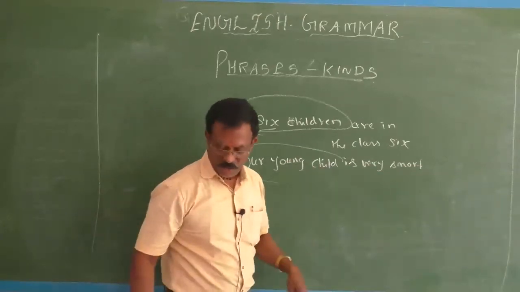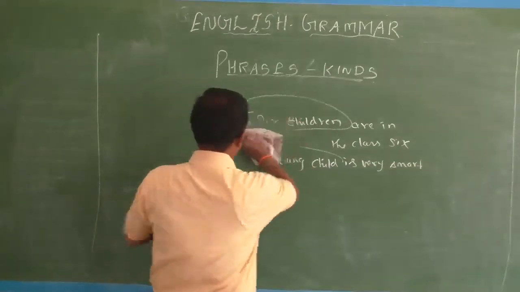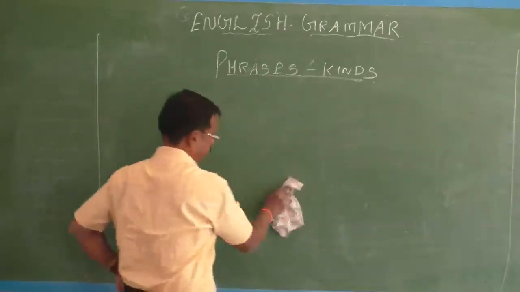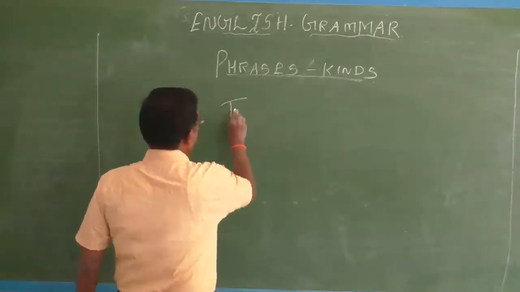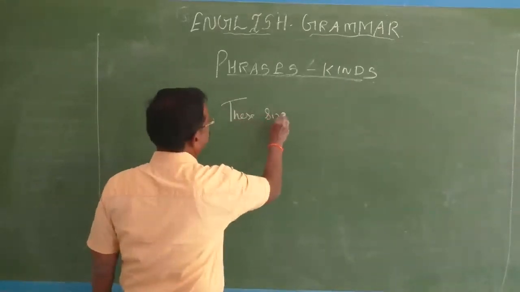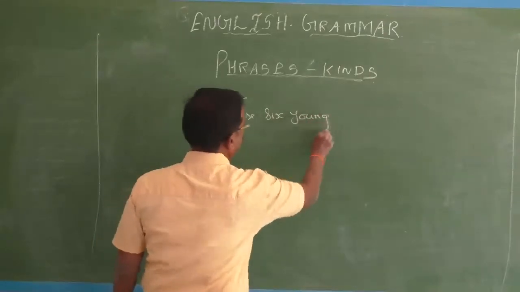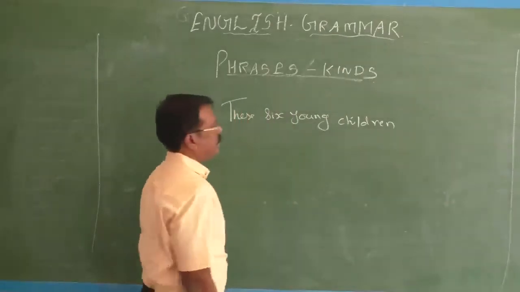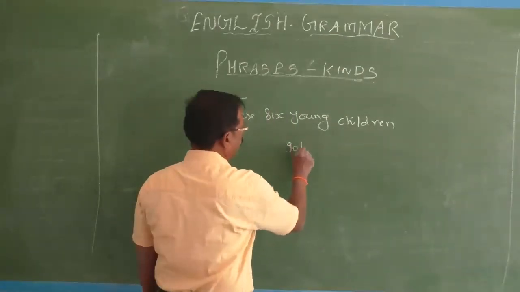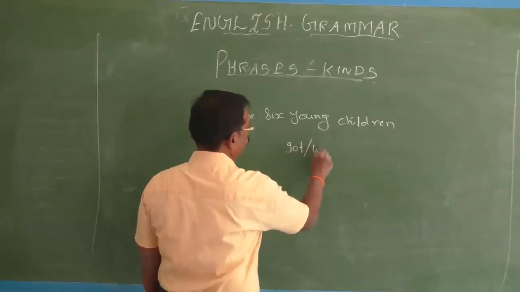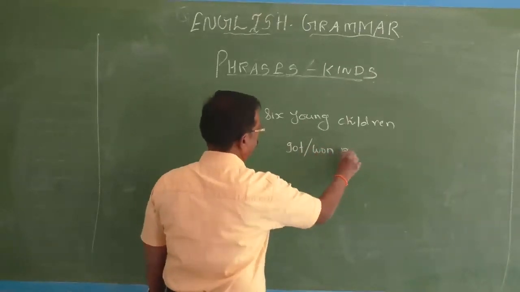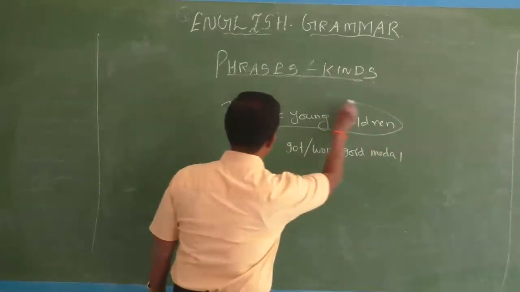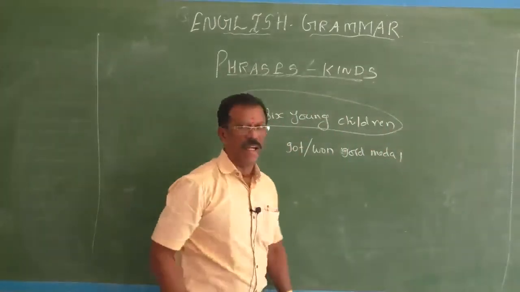These 6 young children, you can just expand. How? See, these 6 young children got or won a gold medal. See, these 6 young children won a gold medal.